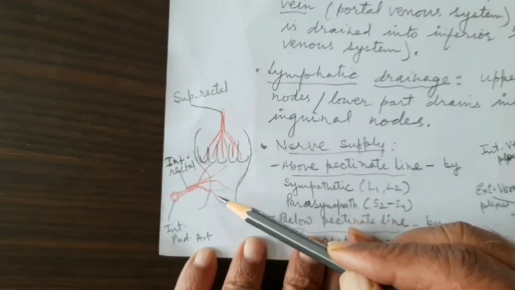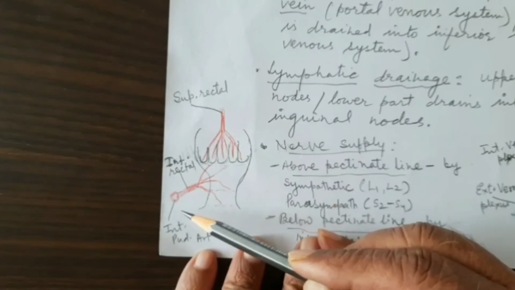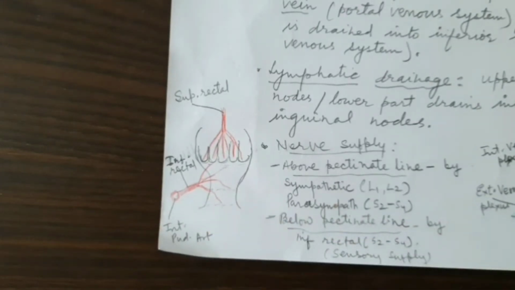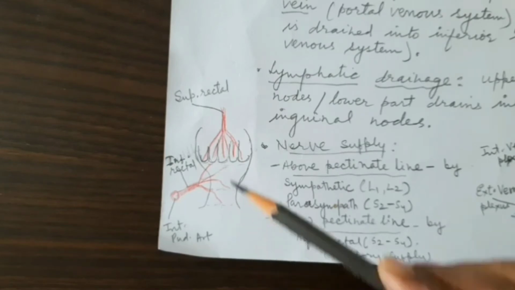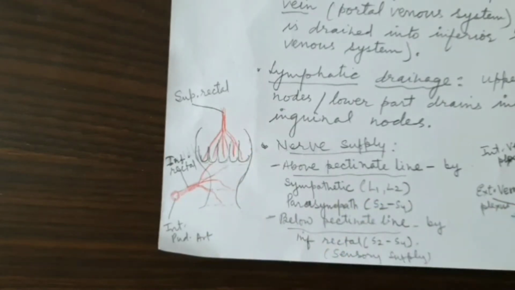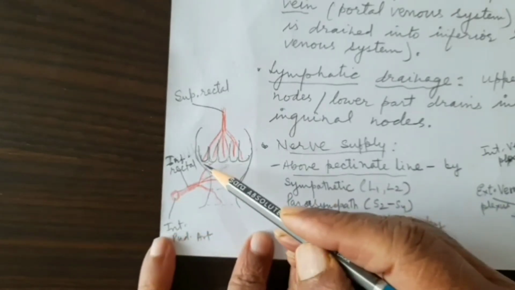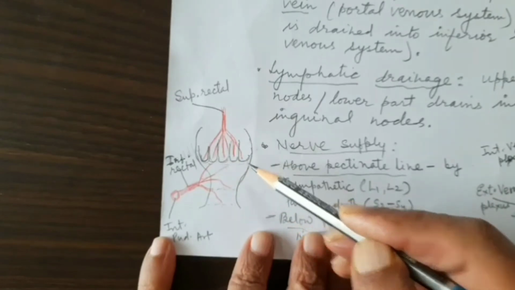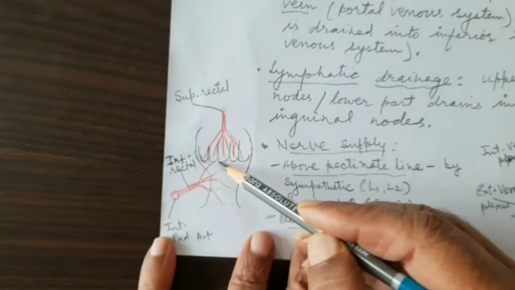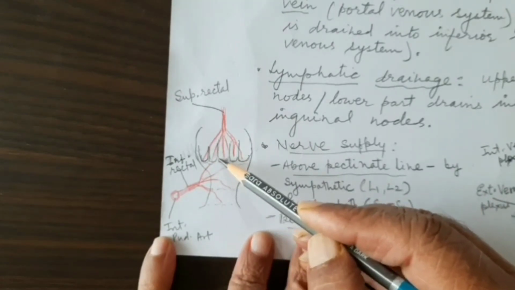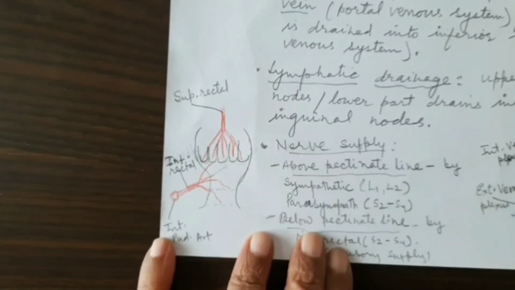It supplies below, and it is a branch from the internal pudendal artery. So what is the difference between the superior rectal artery area and the inferior rectal artery area supplying the anal canal? This demarcation point is the pectinate line, where the sinus and the valves are present.